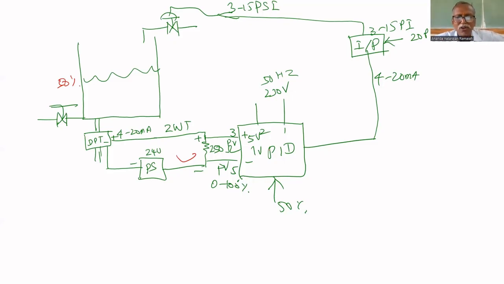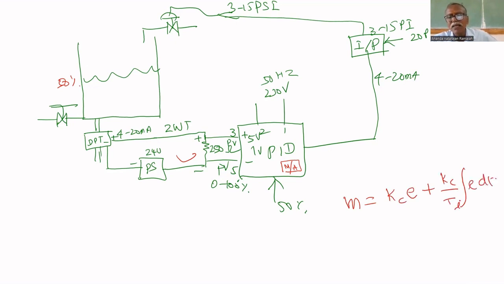That's why what we have to do, in the bias we have to give. For that, we have to put the controller in 2 modes. One is called manual mode. Another one is called auto mode. You have to put the controller in manual mode. If you put the controller in manual mode, it is not closed loop. It is called open loop. Open loop means, what is the controller output? M equal to Kc multiplied by error plus Kc by Ti integral of E dt plus bias.